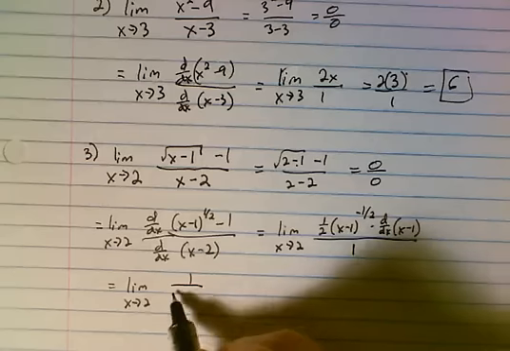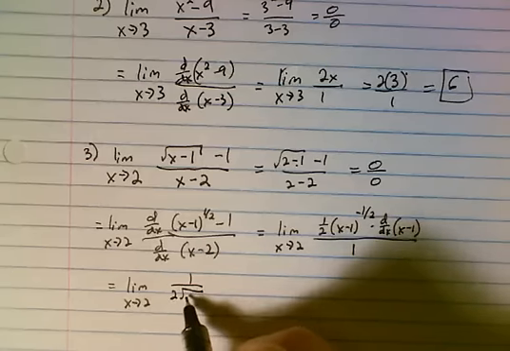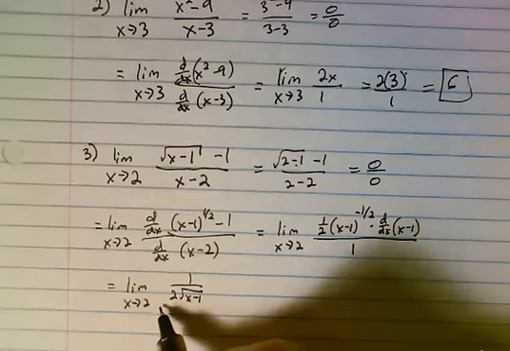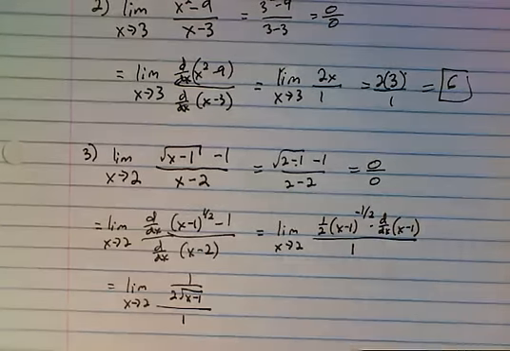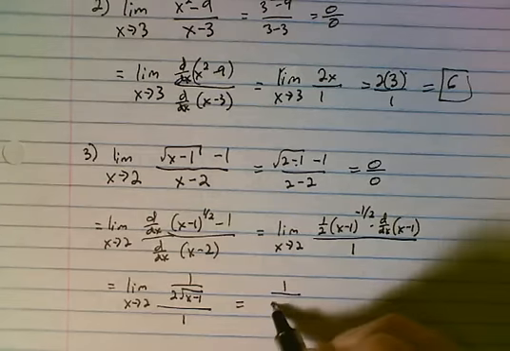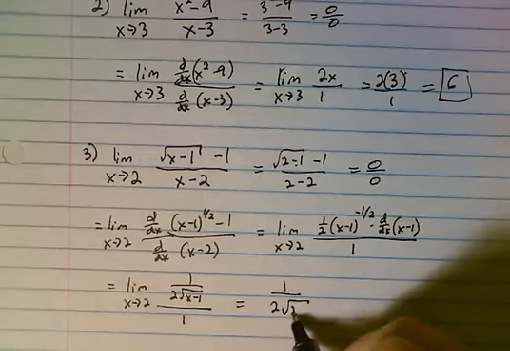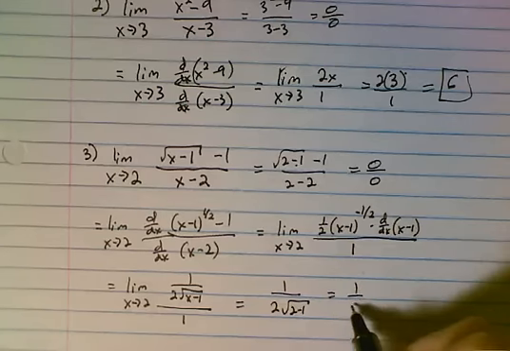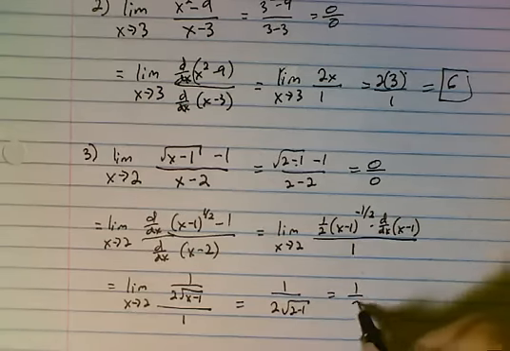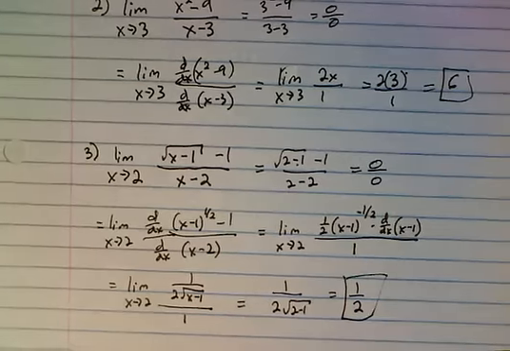So this is 1 over 2 square root x minus 1. Derivative of x minus 1 is 1. This is all over 1. So now we can just substitute that in. 1 over 2 square root of 2 minus 1. 2 minus 1 is 1. Square root of 1 is 1. So the answer is 1/2.